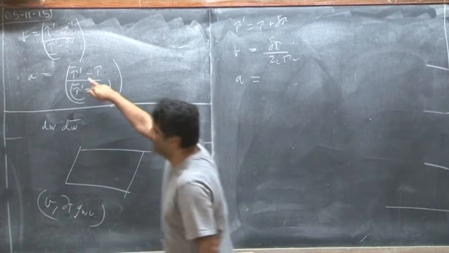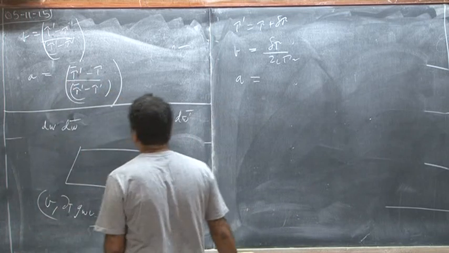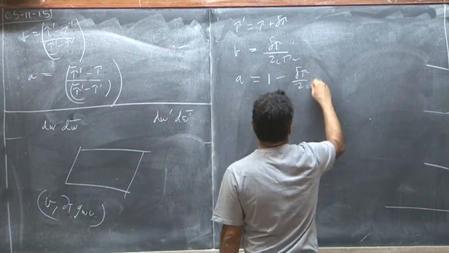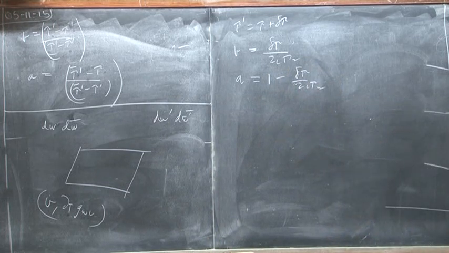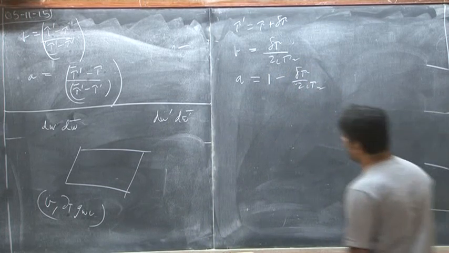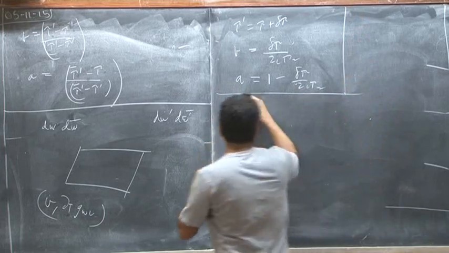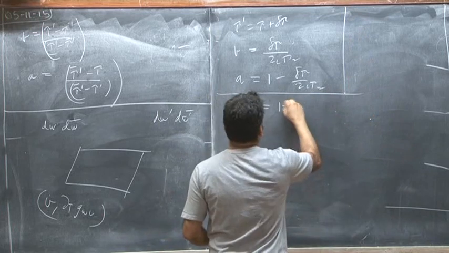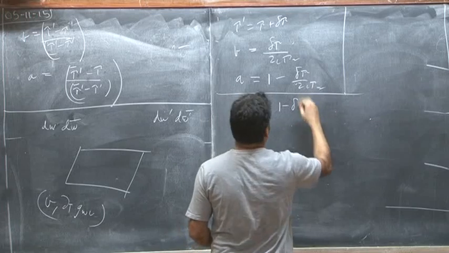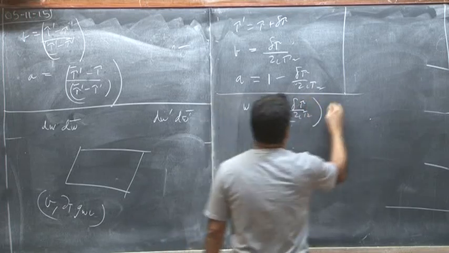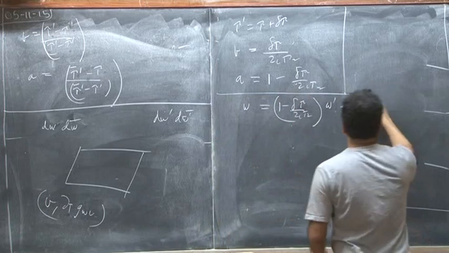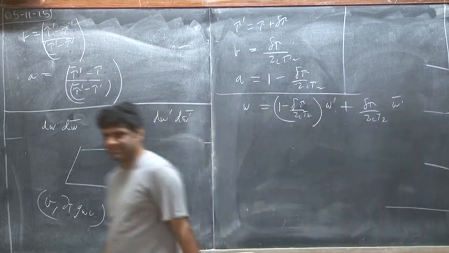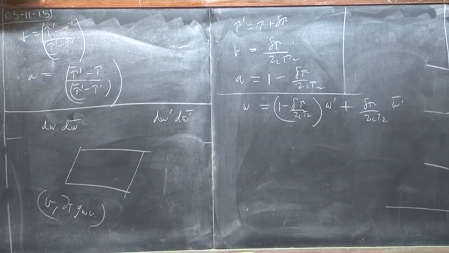Okay? Let's also compute A from B. It's 1 minus B. So it's 1 minus delta tau by 2i tau 2. Now let us remember how we did it. We had w equal to A times w prime plus B w prime bar. So w is 1 minus delta tau by 2i tau 2 times w prime, plus delta tau by 2i tau 2 times w prime bar. And the complex conjugate of this gives us the other.